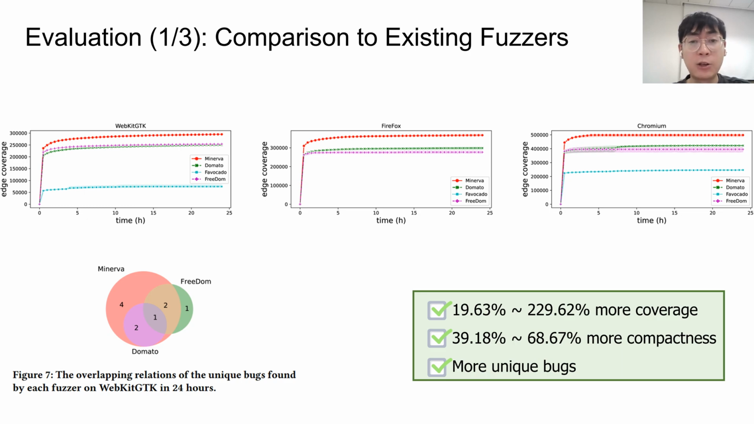And next, we thoroughly evaluate Minerva. First, we conduct 24-hour experiments, and each is repeated 5 times. And we compare our approach to existing state-of-the-art fuzzers. The target browsers for fuzzing are WebKit, Firefox, and Chromium. And the result shows that Minerva can achieve more coverage, generate more compact test cases, and trigger more unique bugs compared to the existing fuzzers.